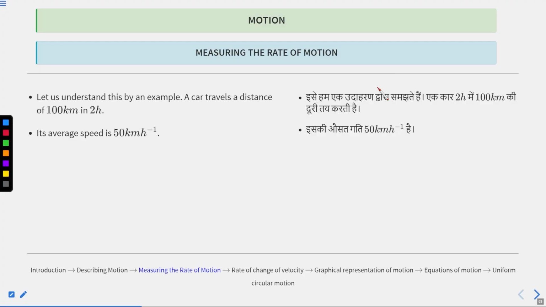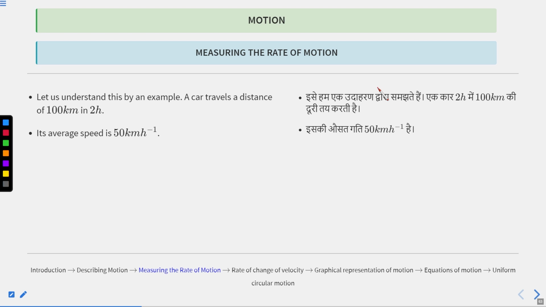Hello and welcome, class. In the last class we studied what uniform motion and non-uniform motion are, and we ended up on the topic of speed. In today's class we will continue understanding speed, and then we will learn about a new topic known as velocity.